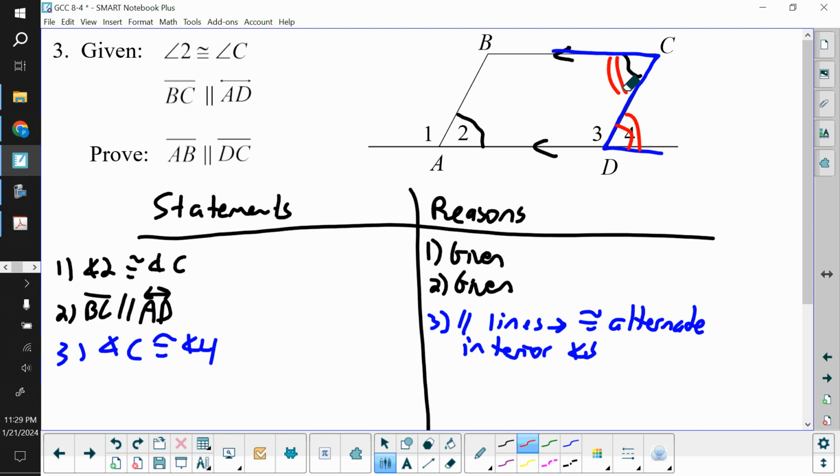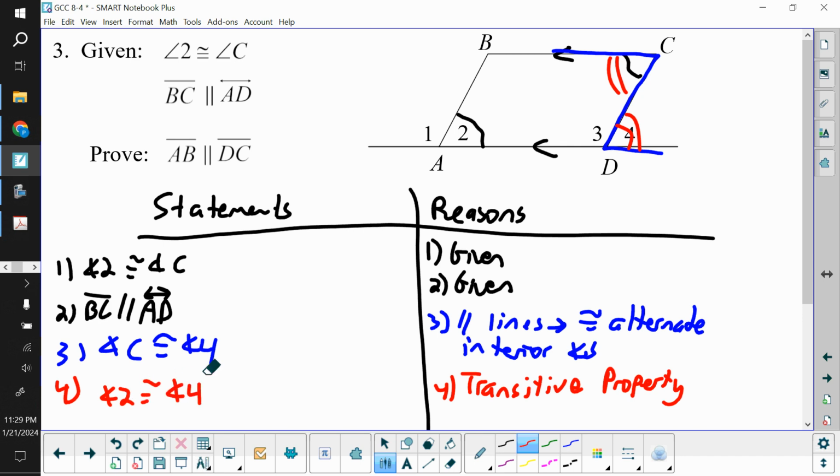And hopefully 2 different types of marks on angle C is telling yourself, hey self, we should use the transitive property here. So in step 4, we're going to do transitive property. So we're going to use statements 1 and 3 to help us get the new one. 1 had 2 congruent to C, 3 had 4 congruent to C, so now we have angle 2 congruent to angle 4 from that transitive property. And I'll put my double marks on angle 2 to now show that angle 2 and angle 4 have the same markings.